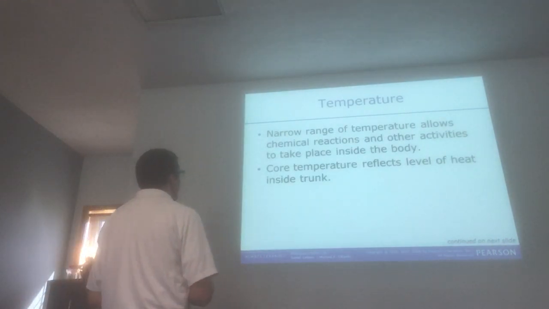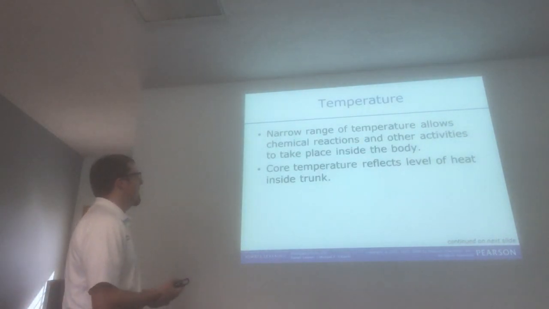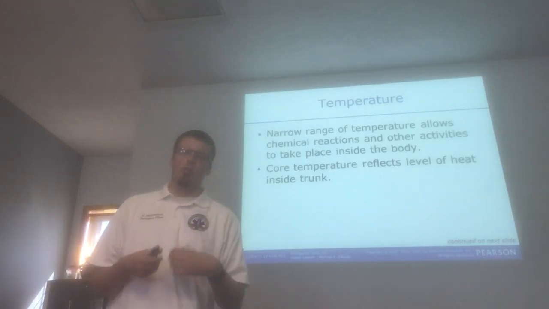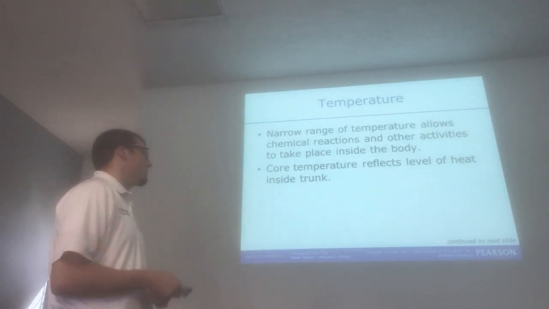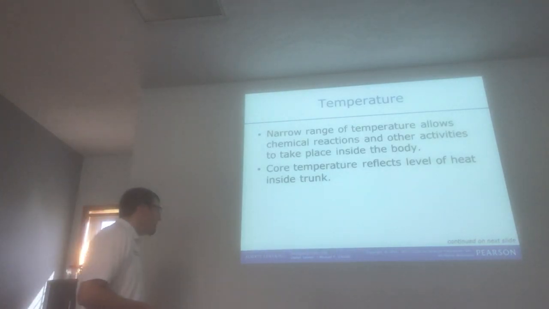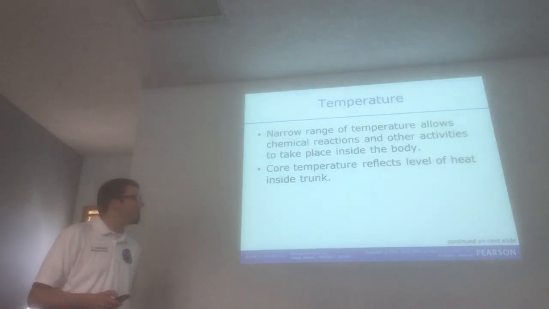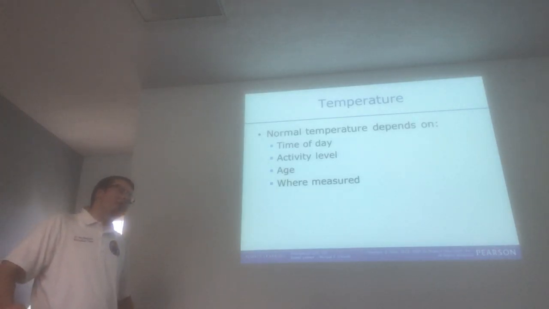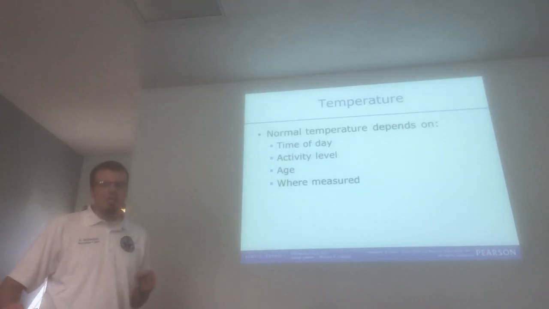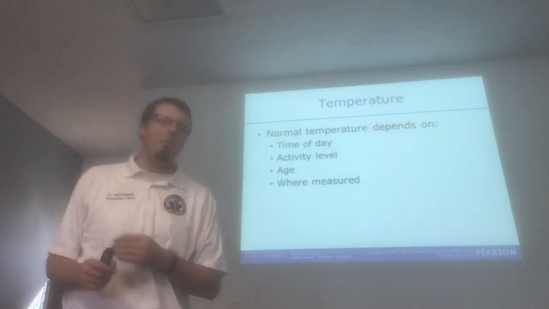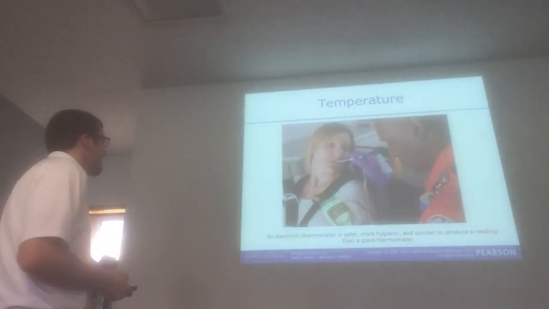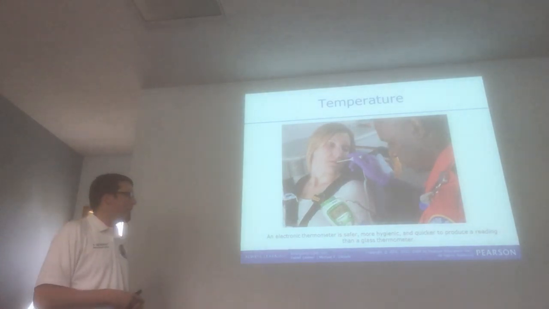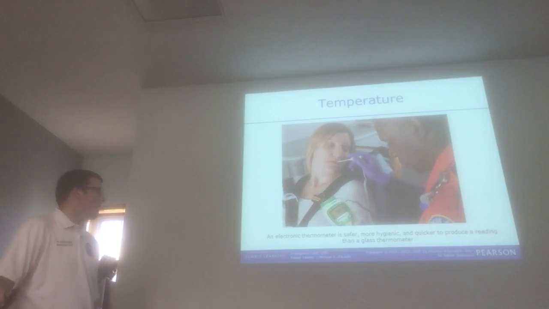Temperature. There's a narrow range of temperature that allows chemical reactions and other activities to take place inside the body. Our core temperature reflects the level of heat inside our trunk, okay? So we want to get temperatures. A lot of people forget about these, and it can be a good indicator of what's going on with our patient. A normal temperature depends on the time of day, activity level, age, and where it's measured. Your oral temperature is not going to be the exact same as your axillary temperature, okay? So we have to know these. Here you see your EMT getting an oral reading with an electronic thermometer under the tongue.